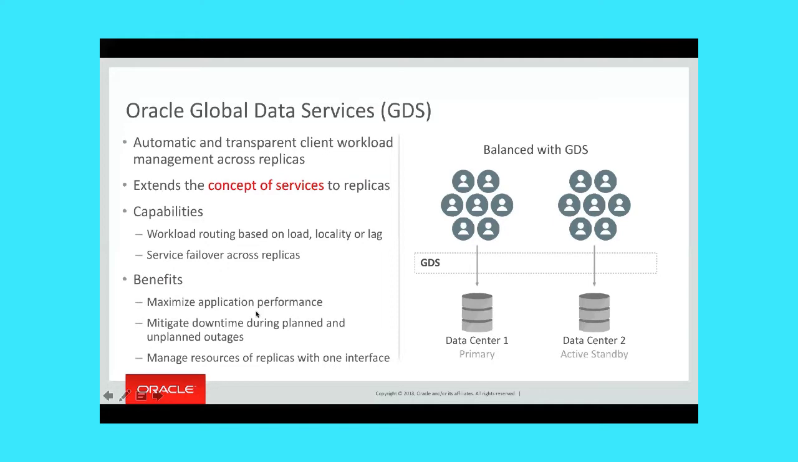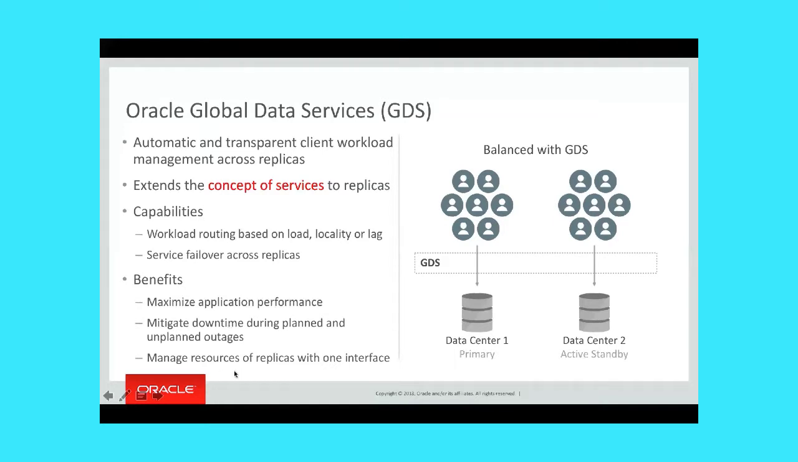I would be able to maximize my application performance with locality-based routing or with real-time load balancing. I get to maximize my application performance, right? The second one is the mitigation of downtime, whether it's planned outage or unplanned outage. You will be able to mitigate your downtime with GDS. And I'll show you how to configure your environment to achieve these capabilities.